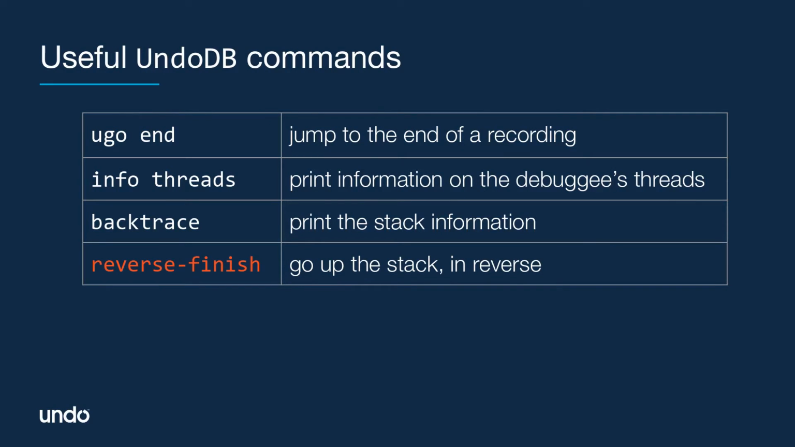We can do this by using the reverse finish command. This command will reverse execute a program's history one stack frame at a time. In other words, it will take us back to the moment where the call to the function listed at the top of the stack was made. Let's do this now.